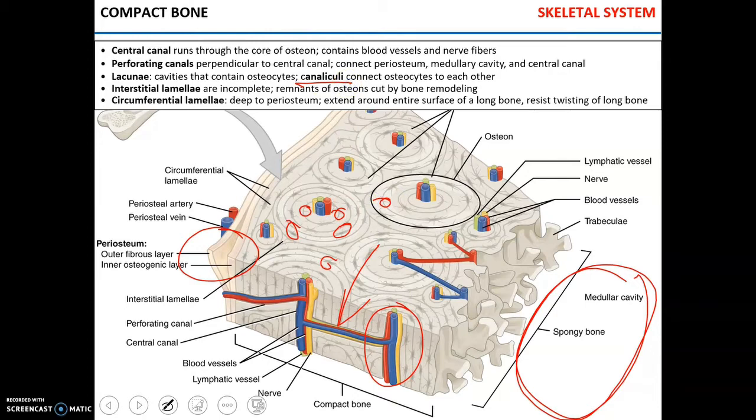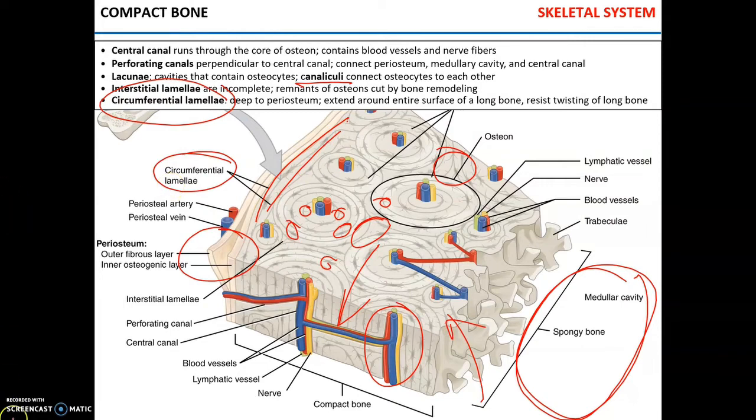Now, when bone gets remodeled, basically when bone gets destroyed and built again, remnants of the old lamellae form what is called interstitial lamellae. You can see them, for instance, here. Now, the bone itself is surrounded by circumferential lamellae. Here you can see a couple of circumferential lamellae that surround the entire bone.